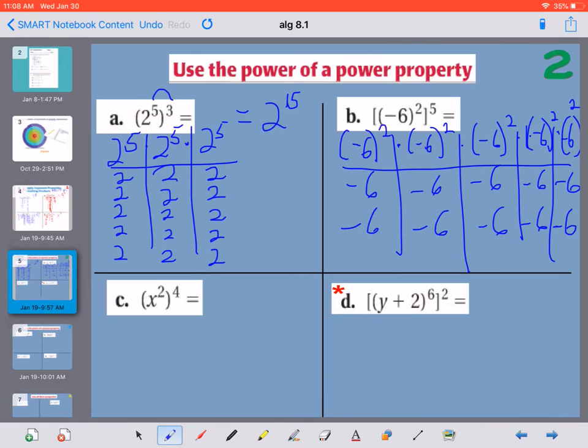So how many -6s do we have? Well, 1, 2, 3, 4, 5, 6, 7, 8, 9, 10. So remember to put your parentheses still, -6 to the 10th power. Now we could have just done 5 times 2, but I'm just showing you how to show your work for these problems.